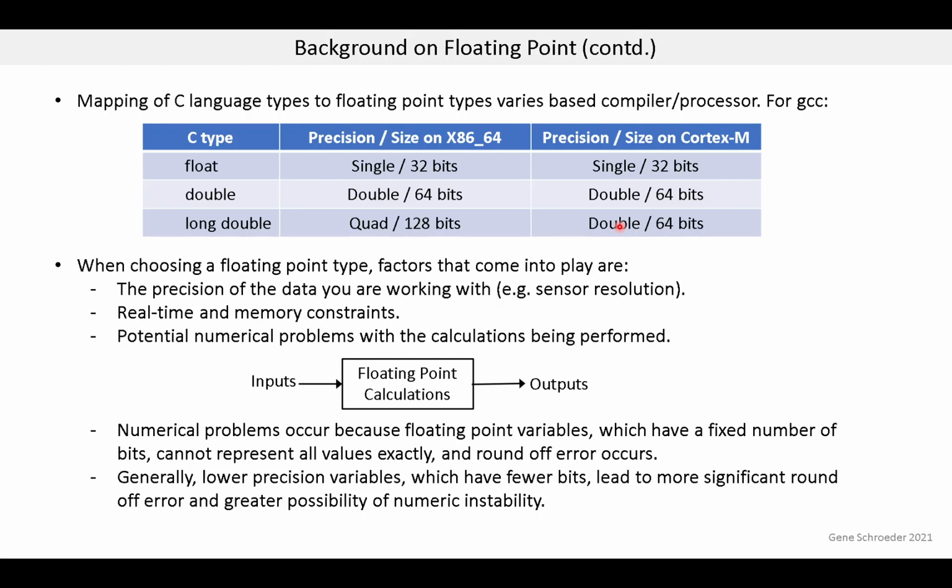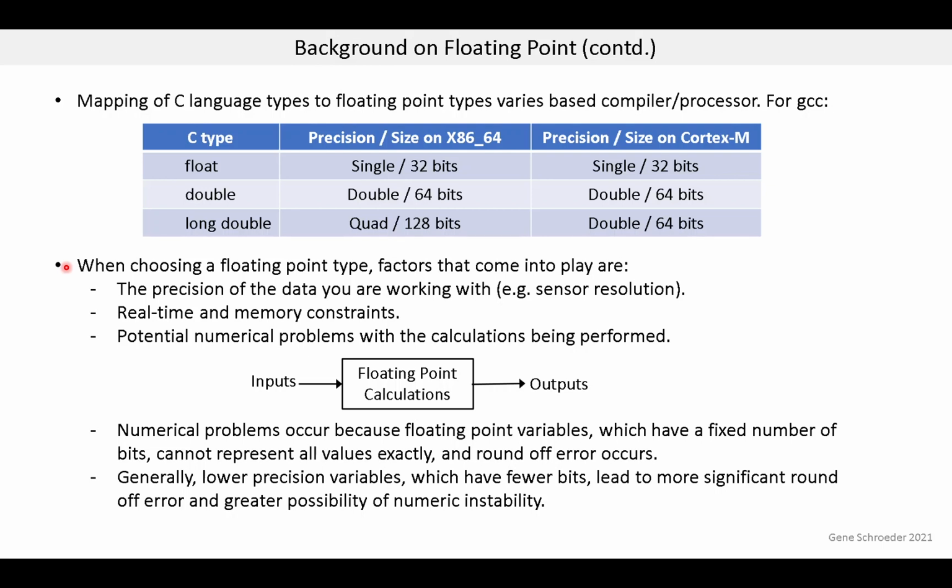They wanted to support... who's going to be doing quad precision math on an MCU? I don't know, but this is what we have. So we had these different floating point types in C.